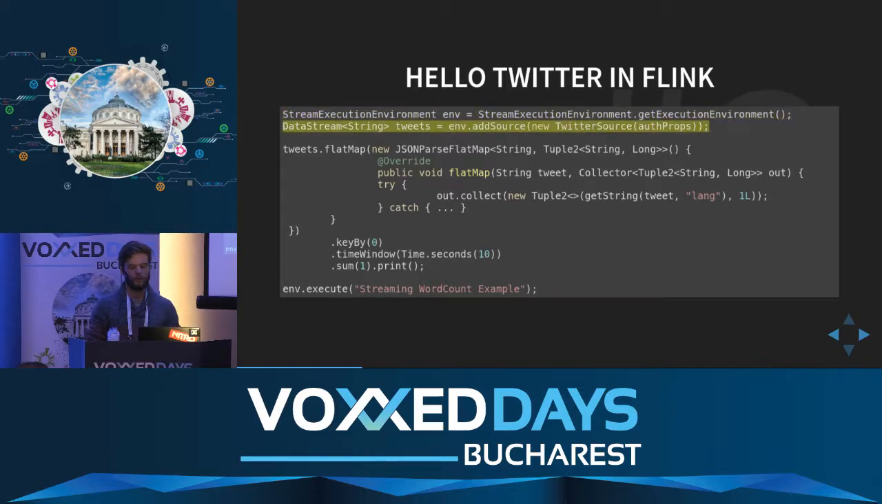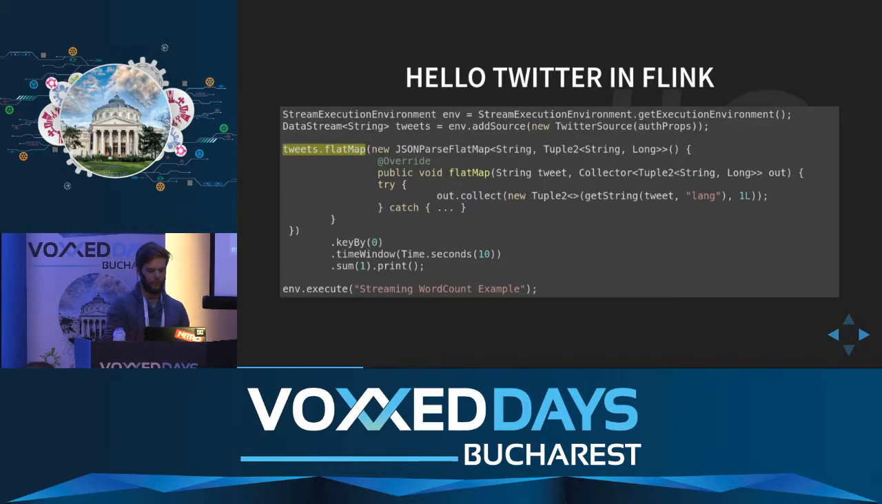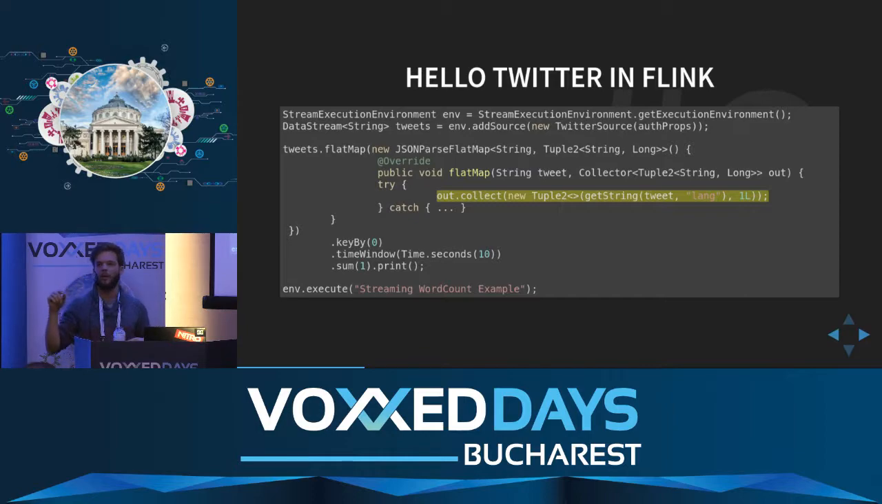And then what you do is you add a source to your environment. In this case, you add a Twitter source, which connects to Twitter as I'm speaking. What you get are a couple of tweets. They're just strings, and these strings are JSONs. And now what happens is you do a flat map. So a flat map means I take a tweet that comes in, and I process it, and I give it to the next operator. In this case, all I'm doing is I get the language of the tweet. I hope you can read this. There's a Tuple2 that I'm putting out. I get the string language of the tweet, and I add a 1 in the end.